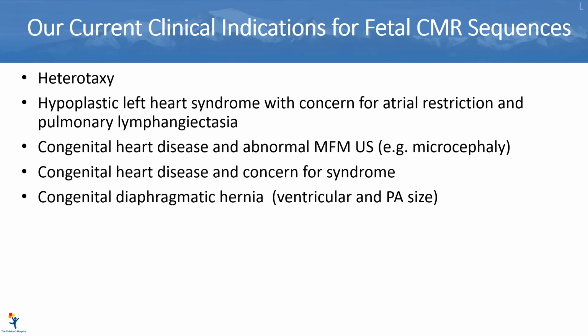Okay, our indications are very similar to David and Eleanor's. Heterotaxy, hypoplastic left heart syndrome with a concern for atrial restriction and pulmonary lymphangiectasia. Congenital heart disease, where there is also an abnormal MFM ultrasound. I've just given a very common example there of microcephaly. Congenital heart disease with a concern for an underlying syndrome, and congenital diaphragmatic hernias, where we're also trying to get ventricular and pulmonary artery sizes. And just like David and Eleanor, this is in the context of an entire fetal MRI. So we look at the brain and body in all patients for our clinical scans.